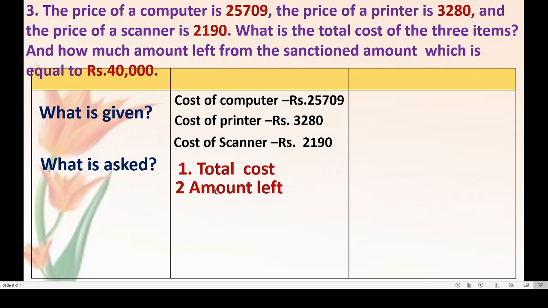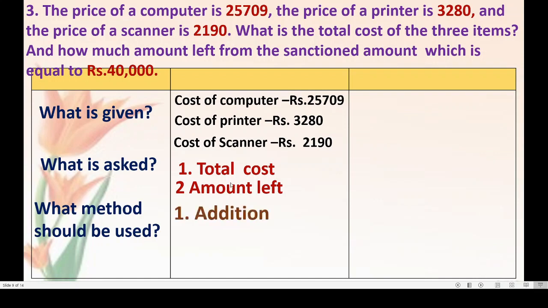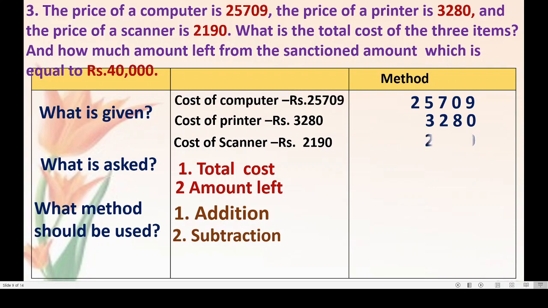See here, 2 operations we have to carry out. What method should we use here? For number 1, we have to go for addition because of the word total, correct? This word only tells us that it is addition. And second one, amount left. This is left amount, that is nothing but subtraction. Got this? Okay, we will move to the method. First we are going to do addition. These 3 amounts I will write one below the other. See this? Now we will add from the unit place.